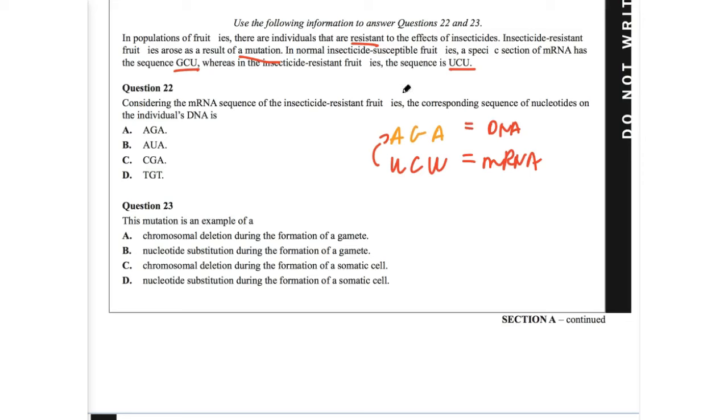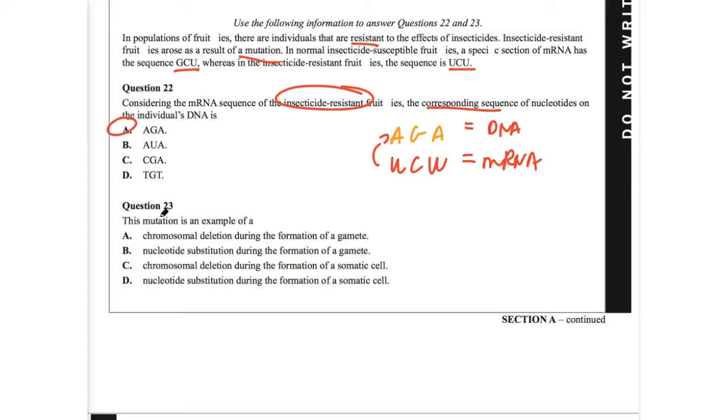And the question here of 22 is asking for the corresponding sequence of nucleotides on the individual's DNA for the insecticide-resistant fruit fly. And so you can see what I've drawn here is the mRNA sequence is UCU. Therefore, we want to go back to DNA. And we know U in mRNA translates back to DNA of A, and then C to G, and then uracil obviously to A again. So our sequence should be AGA, therefore being 22A.